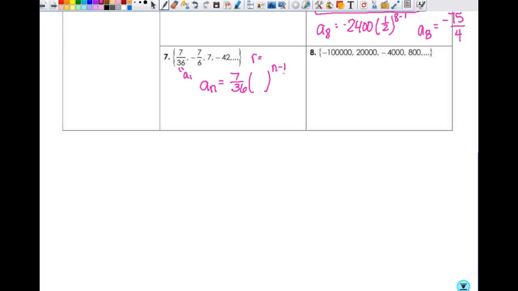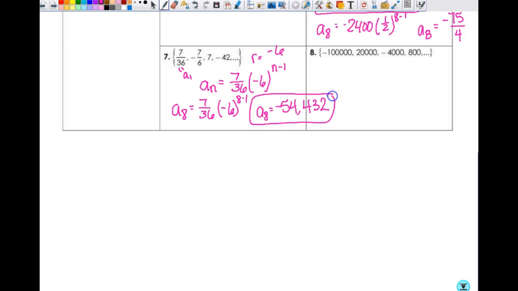Good. So for r, we should have gotten negative 6, right? And then a sub 8 is going to be equal to 7 over 36 times negative 6 to the 8 minus 1 power, or the 7th power. So a sub 8 is negative 54,432. Any questions at all? All right, good deal. Flip it over.